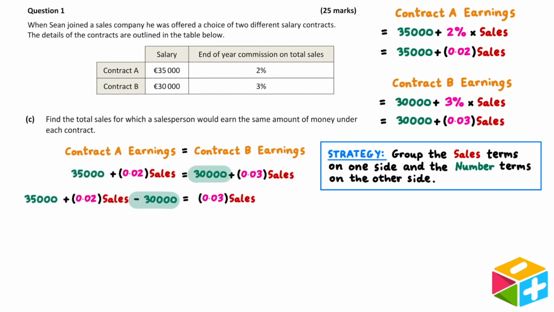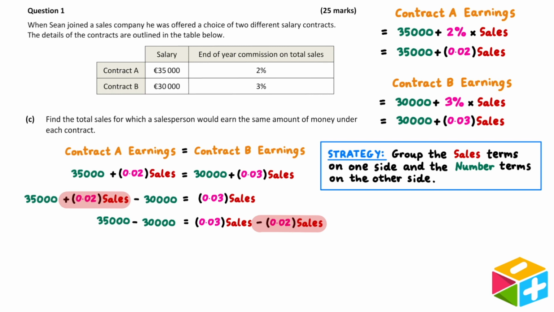To begin, we can remove the 30,000 from the right-hand side by subtracting 30,000 from both sides. Next, to remove the 0.02 sales from the left, we can subtract this term from both sides. Now we can do some simplification. 35,000 minus 30,000 is 5,000, and 0.03 times sales minus 0.02 times sales gives us 0.01 times sales.